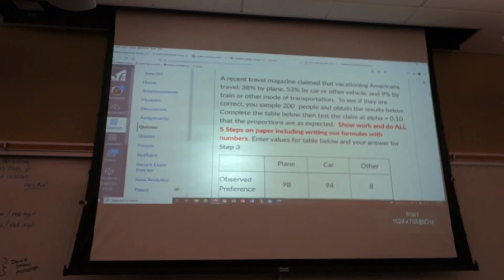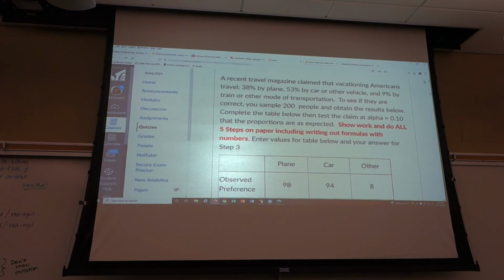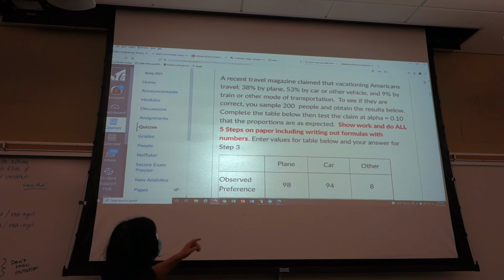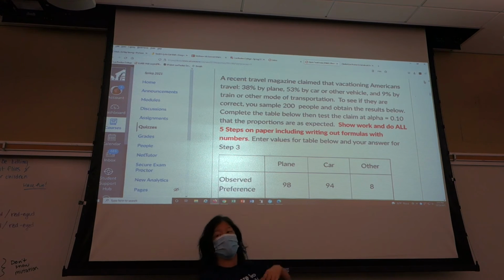Oh, there we go. Everybody compute your, okay, so what kind of problem is this one? Take a second to figure out what kind of problem this is. What is it? Say it again, louder, Nicole. It says the proportions are as expected, so it's chi-squared list. Right, proportions are as expected. That's a chi-squared list problem.